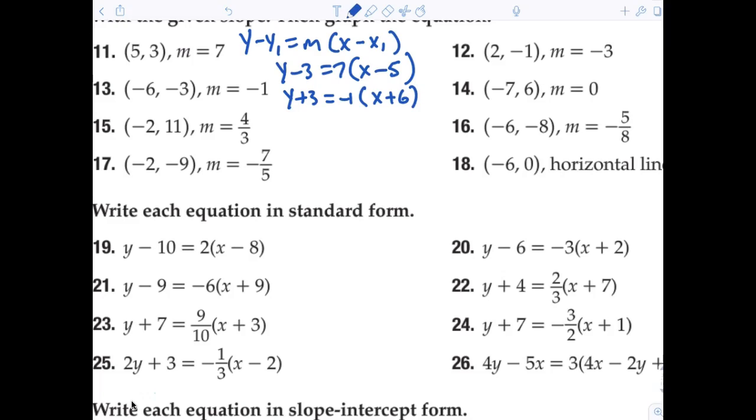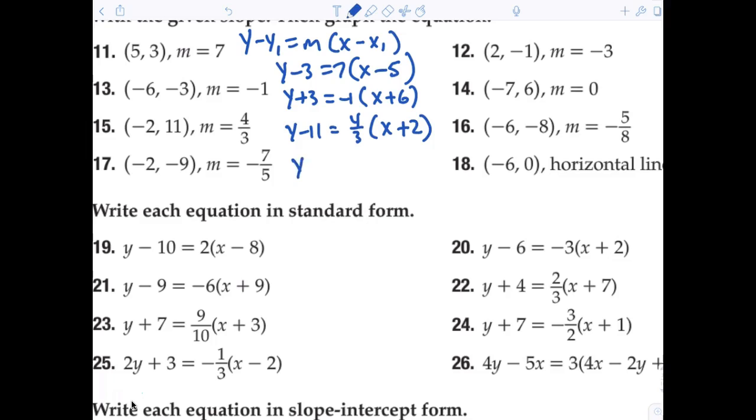Max, let's see if you're in the game. Okay. Number 15. Is it y minus 11 equals 4/3 times x minus 2? They're just not doing it. Colin, number 17. Tell me the answer.